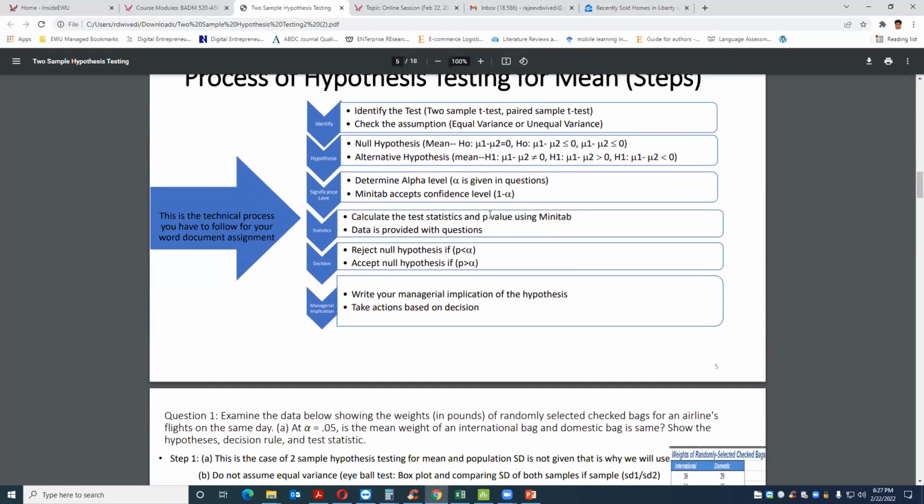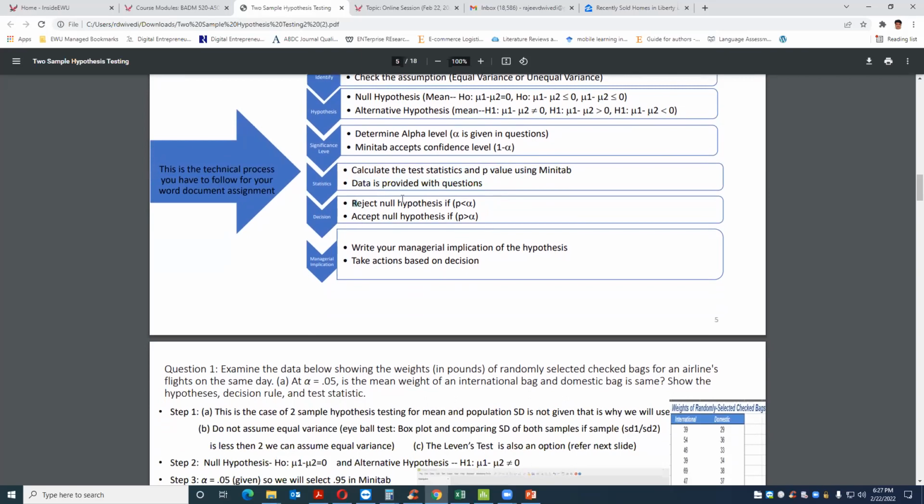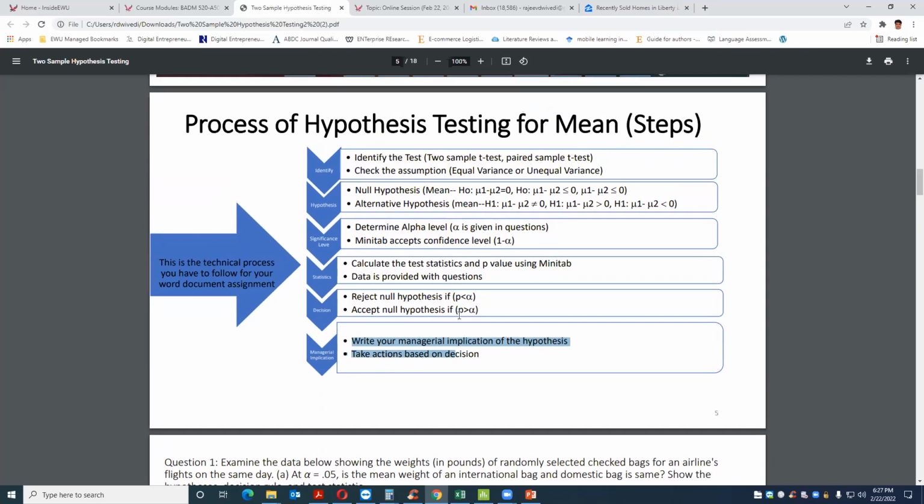Automatically, Minitab gives the data provided with the questions. You can see, reject the null hypothesis if p-value is less than alpha, and accept the null hypothesis if p-value is greater than alpha. Write your managerial implication of the hypothesis, and take action based on the decision. So these are the 6 steps in order to make your decision related to hypothesis.